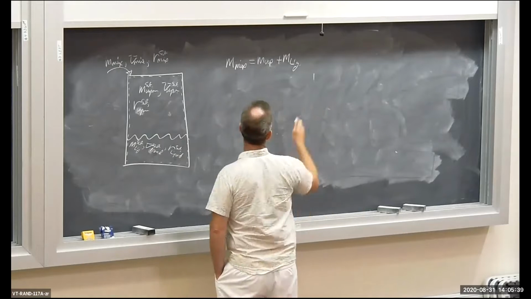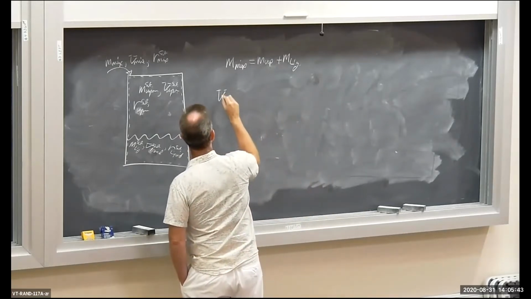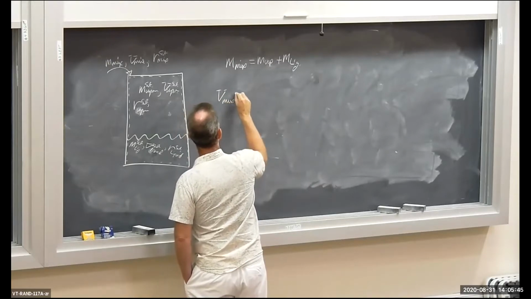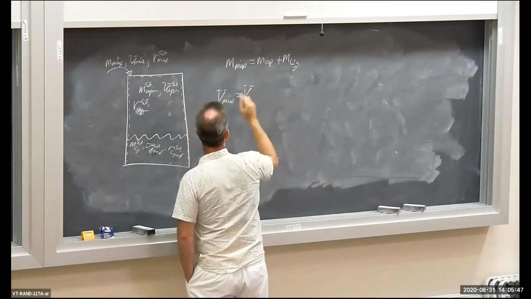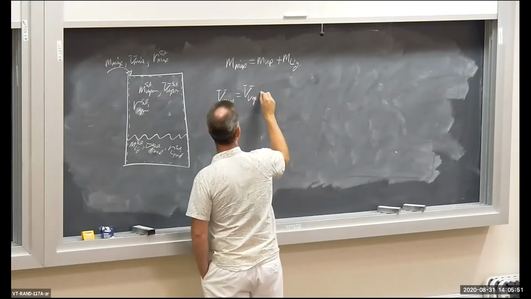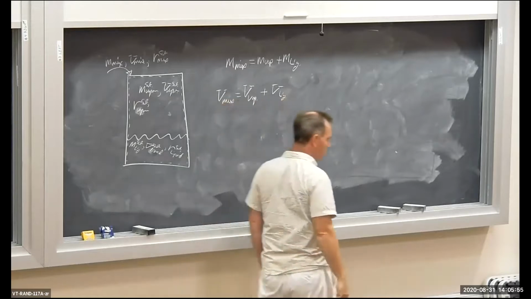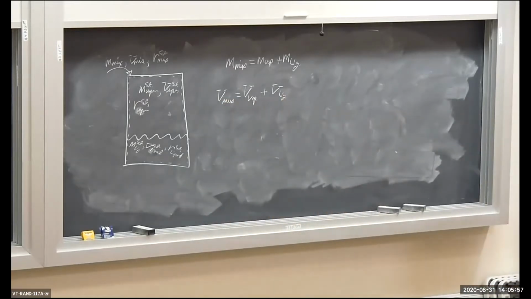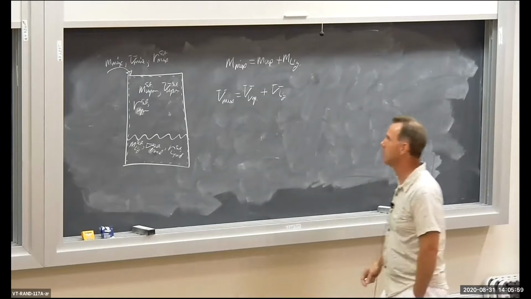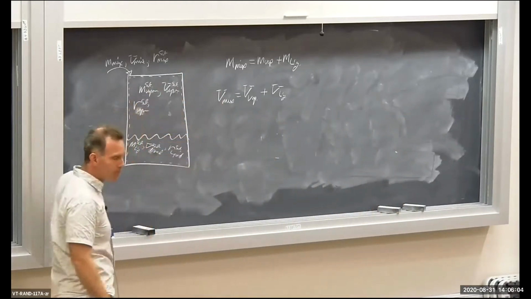Also, the mixture volume is equal to the volume of the saturated vapor plus the volume of the saturated liquid. And that's again by applying a volume balance to my mixture.